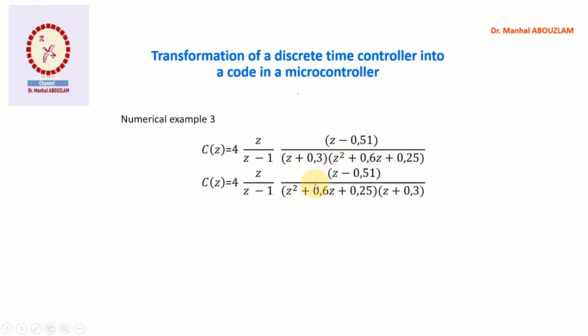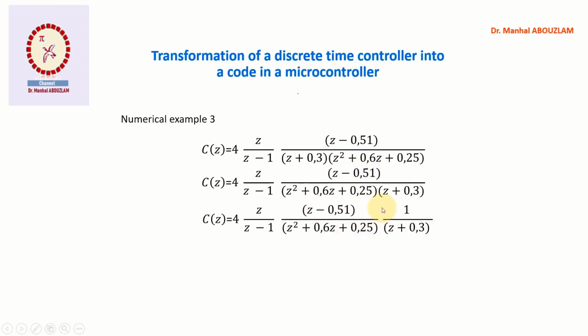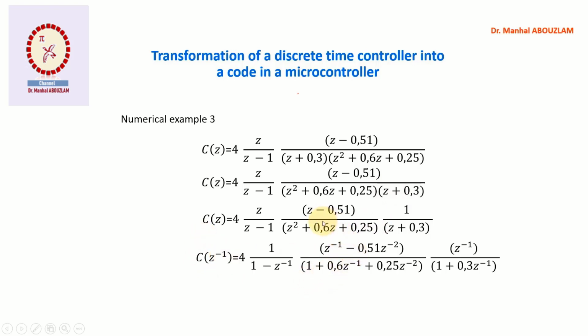Okay, now we will break down this part into smaller transfer functions. I take this polynomial over this polynomial and I obtain this block. Then I have this block which is 1 over this polynomial. Okay, now we will write our controller as a function of z power negative 1. You can observe that here for this block, we have a polynomial of degree 2. That's why we multiplied the numerator and the denominator by z power negative 2.